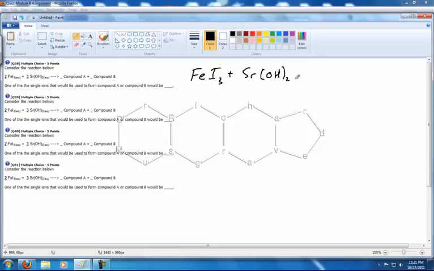Sr(OH)2. Now what we know is going to happen is that the Fe will join with the OH, the Sr will join with the I. Alright, so let's see how we work out the ions first. So the best thing to do is to sort of draw this out and figure out what ions we actually have. We've got an Fe and we've got 3 I's here.